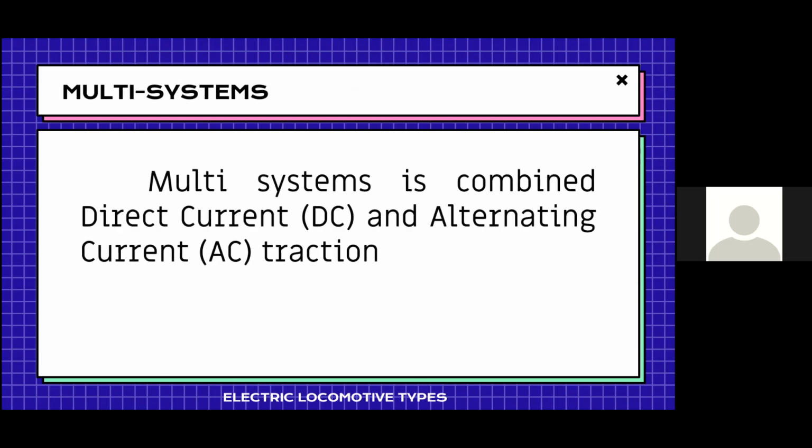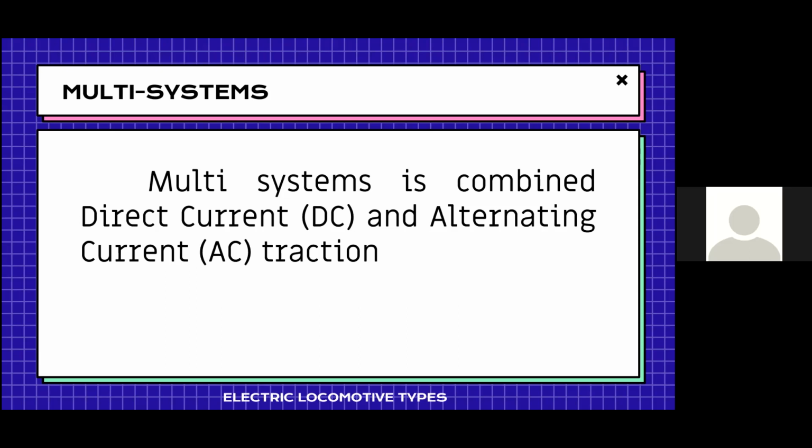Yung pangatlo pong type, yung multi-systems po, combine AC and DC. Sa multi-system naman po, meron na kasing mga locomotives ngayon na pwede nang gumamit ng dalawa. Yan nga, yung AC tsaka DC. So pwede siyang pang short distance, pwede rin siyang pang long distance.